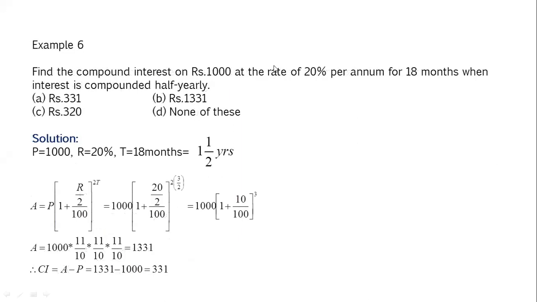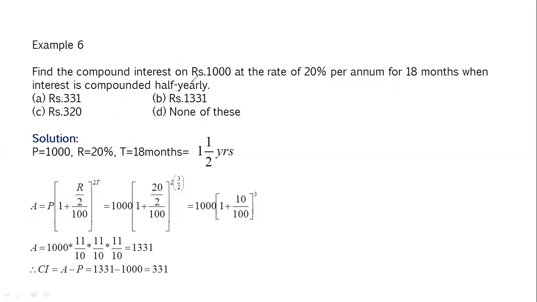Next, find the compound interest on rupees 1000 at the rate of 20% per annum for 18 months when interest is compounded half yearly. This is case number 2. We know the formula, capital A is equal to capital P in bracket 1 plus R by 2 upon 100 to the power 2t. This formula we have seen in case number 2.